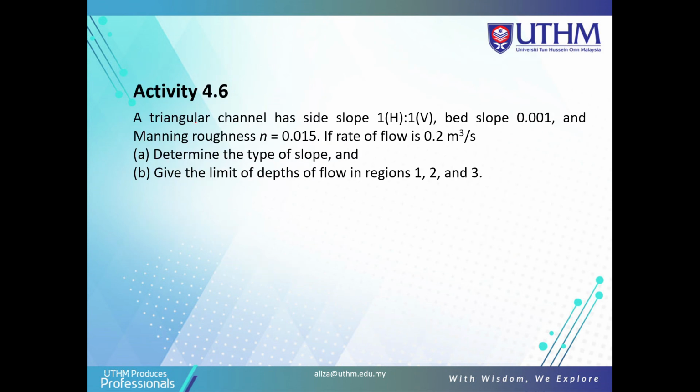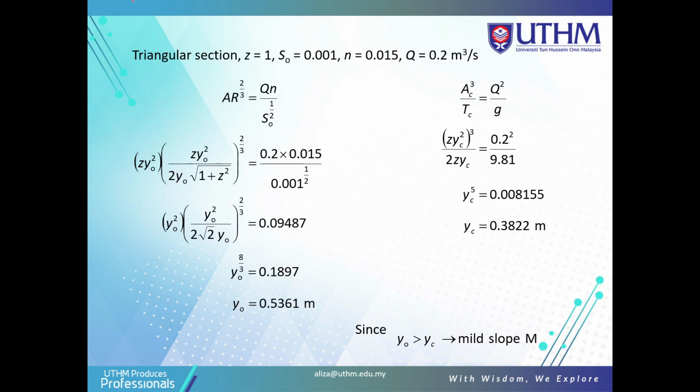Activity 4.6 is also the same. Determine the type of slope and give the limit of depth of flow in regions 1, 2, and 3. This is using a triangular channel, where Z is 1, S naught is 0.001, and Q is given. You must find Y naught first, using the formula you have learned in chapter 2, so you get the value of Y naught.